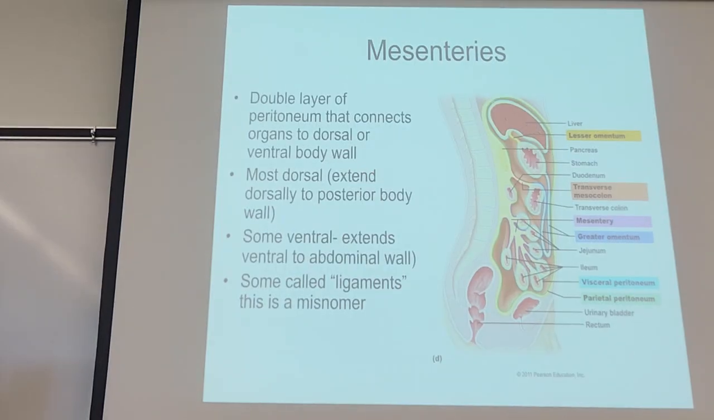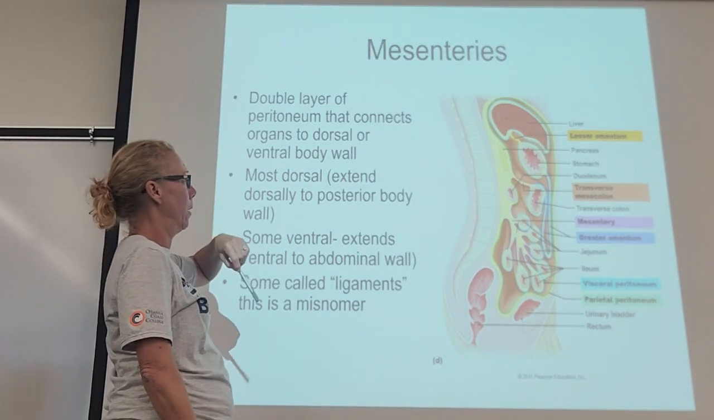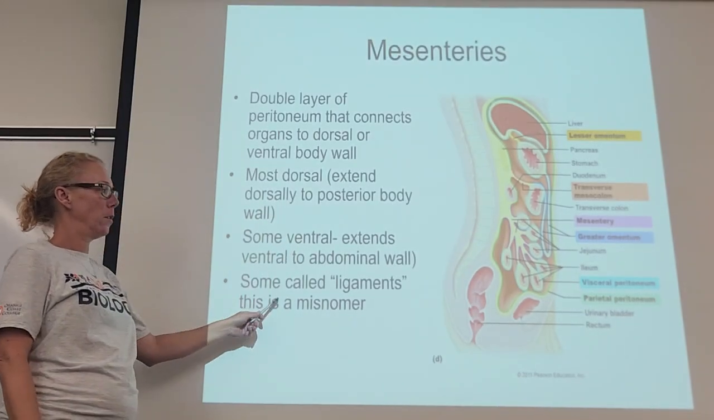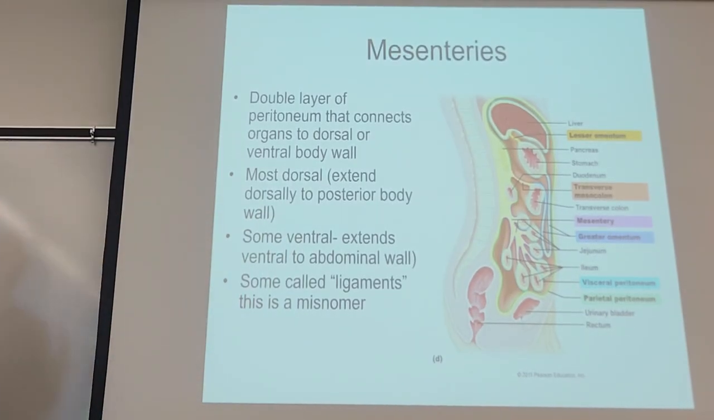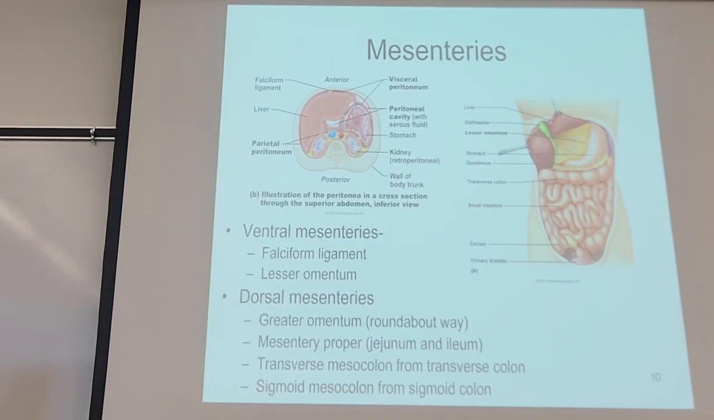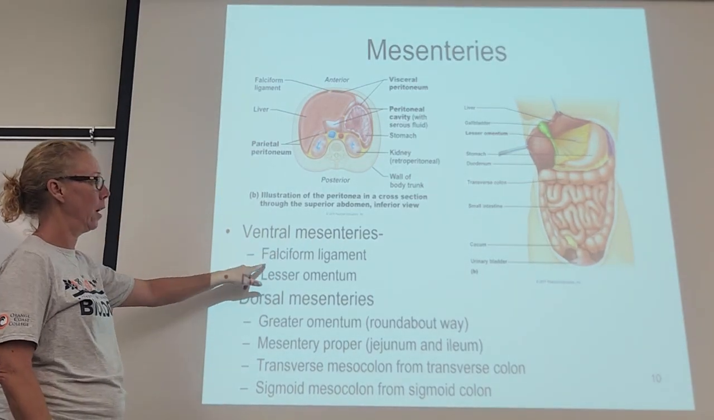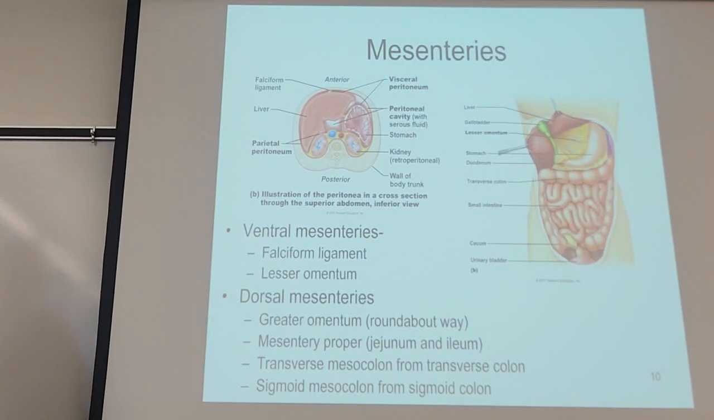Okay, so, again, just repetition here. Mesentery, double layer of peritoneum. There's dorsal and ventral, okay? Some of them we call ligaments, but again, ligament is kind of a misnomer because it's not attaching bone to bone, which is what we're used to, okay? So let's give some examples. Ventral mesenteries, anteriorly, okay? The falciform ligament.